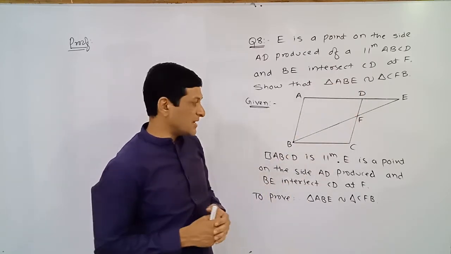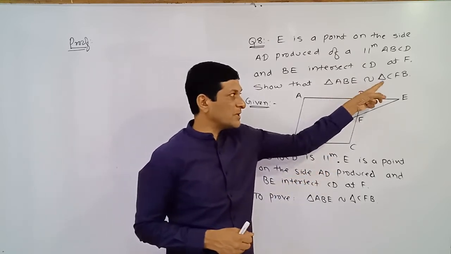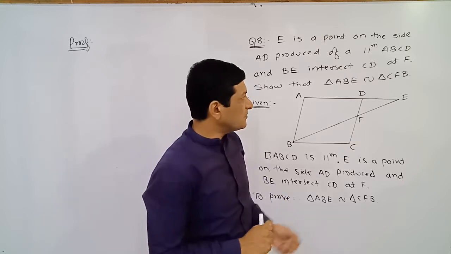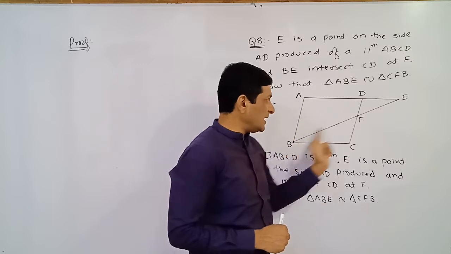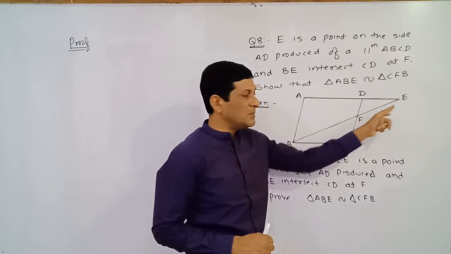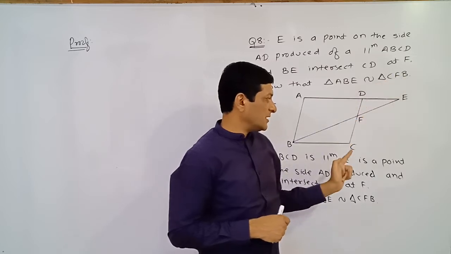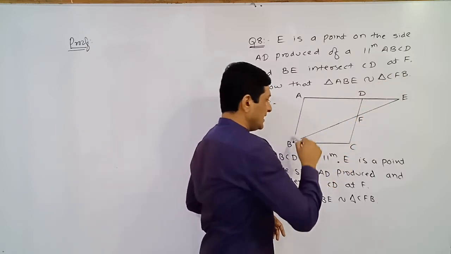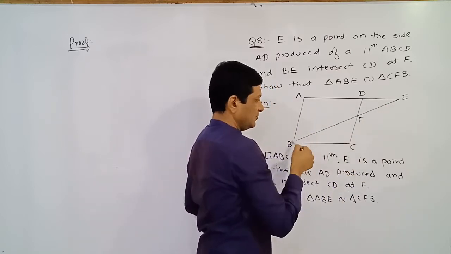Again, observe which triangles we have written here given the conditions, and we have to show that these two triangles are similar. That is the part which we have to prove here. So the first triangle is triangle ABE. Observe this triangle, triangle ABE. Triangle ABE is similar to which triangle? CFB. Our aim is to show that triangle ABE is similar to triangle CFB.